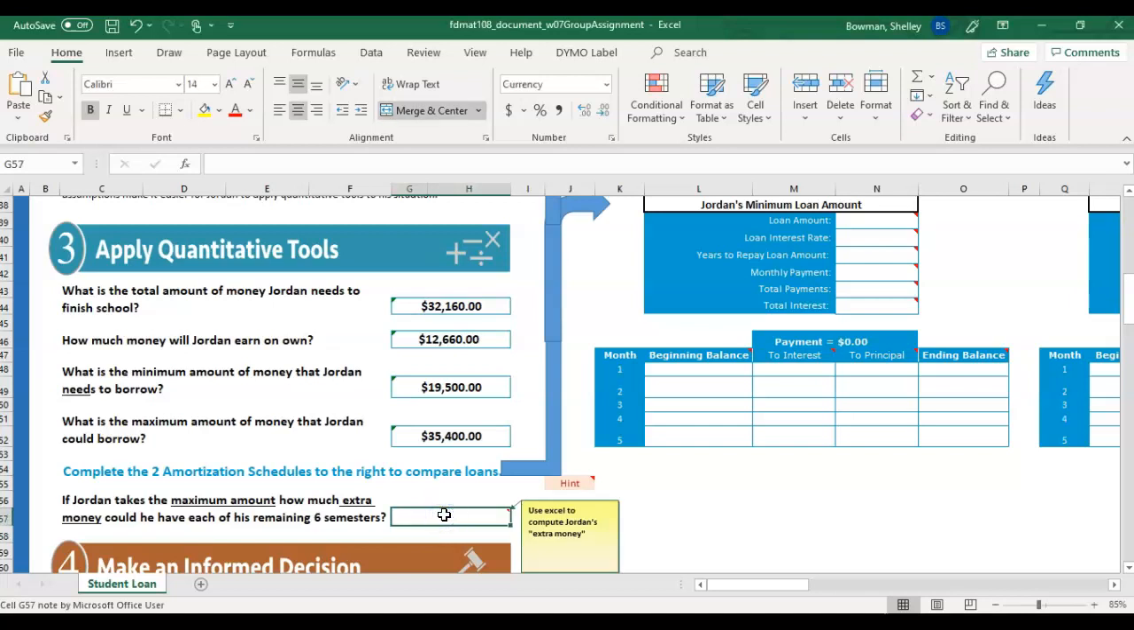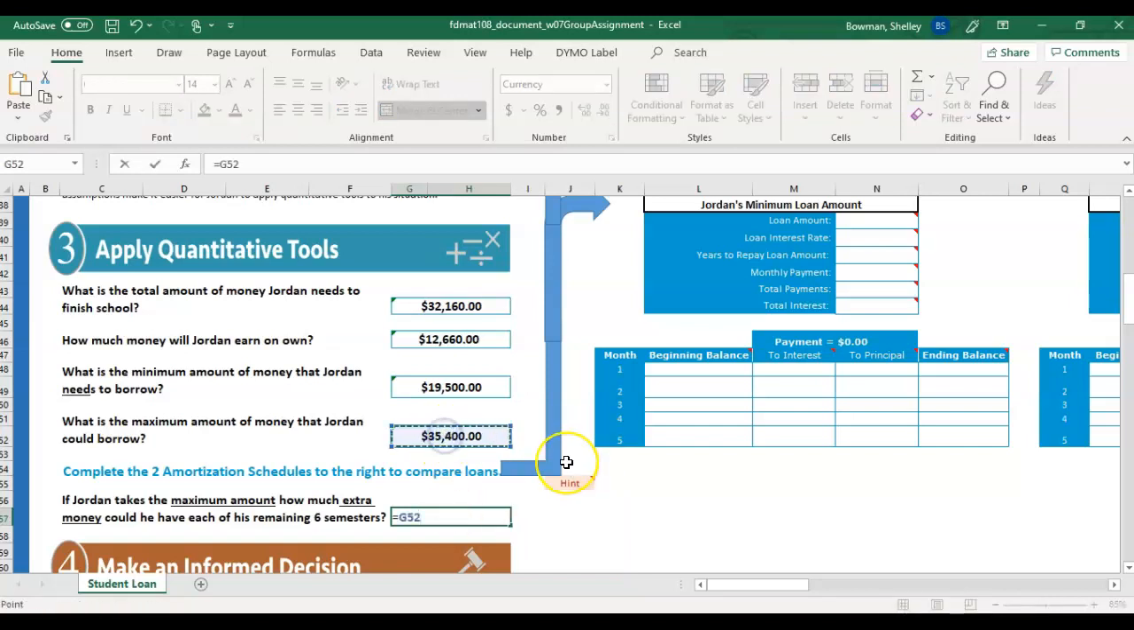So here we need to find the difference between the largest amount versus the smallest amount, and then divide that amongst the 6 semesters. So we're going to do equals the very largest amount of money that he can get, subtract the very smallest amount of money that he could get or could choose to get.